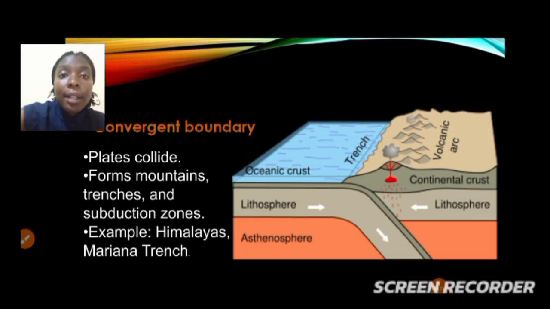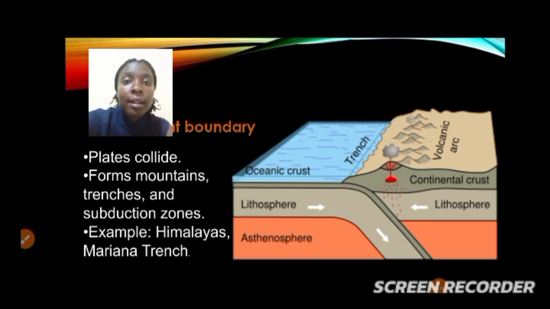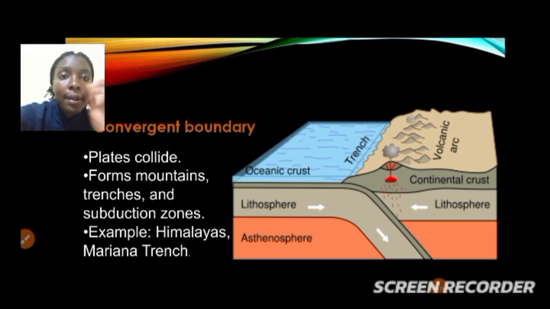The next boundary we have is the convergent boundary. The convergent boundary, we said plates collide, forming mountains, trenches and subduction zones. Here it's like the compressional force. You've heard of the compressional force, where forces come towards each other. So here plates slide towards each other, the force on the lithosphere coming towards each other. Plates slide into each other, forming mountains like the Himalayas and forming trenches like the Mariana Trench.